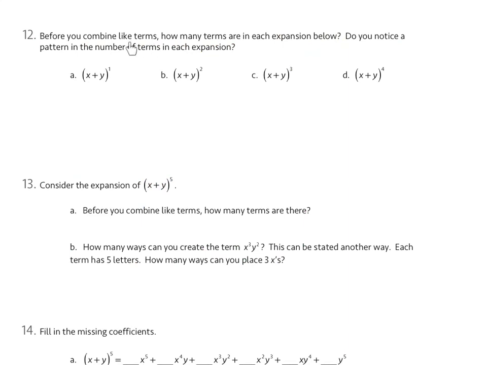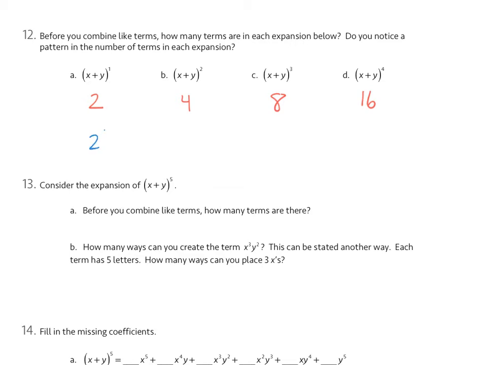Number 12. Before you combine like terms, how many terms are in each expansion below? Do you notice a pattern in the number of terms in each expansion? Part A is x plus y to the 1st power, and that is x plus y, so there are 2 terms. In part B, x plus y squared is xx plus xy plus yx plus yy. That's 4 terms before you combine like terms. X plus y to the 3rd, you saw earlier, has 8 terms, and x plus y to the 4th has 2 sets of 8 terms, which is 16 terms. Now look at these numbers, and you can see that there is a pattern.